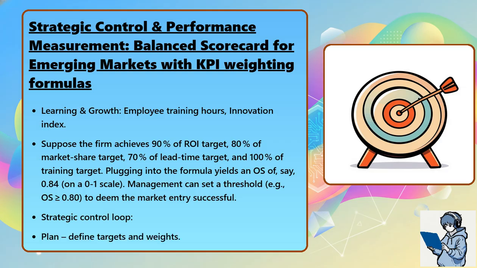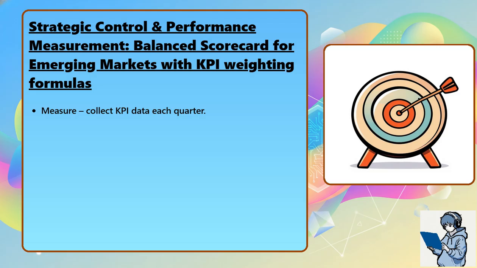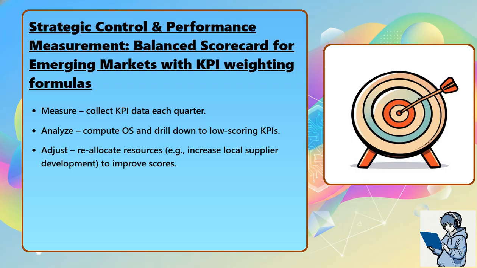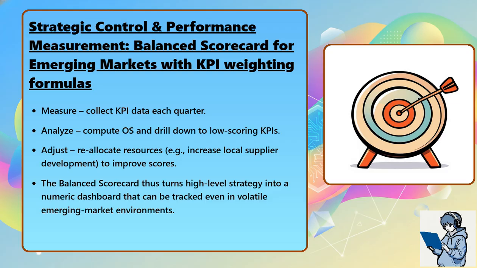A strategic control loop. Plan: define targets and weights. Measure: collect key performance indicator data each quarter. Analyze: compute overall score and drill down to low-scoring key performance indicators. Adjust: reallocate resources, for example increase local supplier development to improve scores. The balanced scorecard thus turns high-level strategy into a numeric dashboard that can be tracked even in volatile emerging market environments.